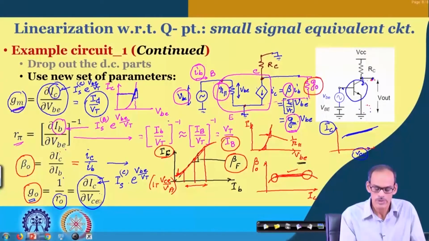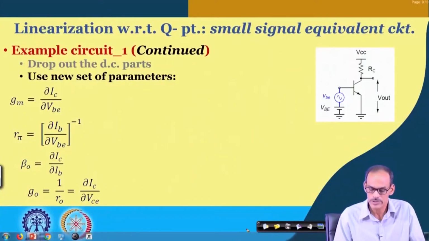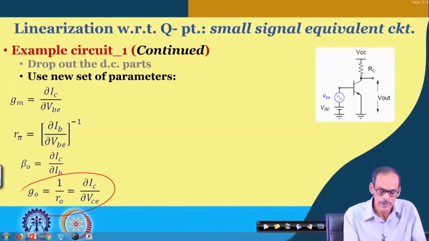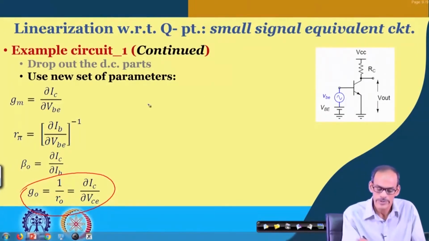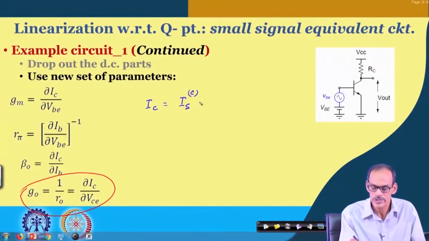Just to have a little more discussion on this one, let me clean up the slide here. So, we are discussing here, and we have to take, as I said, the expression of the collector current I_C, which has I_SC, the reverse saturation current, e to the power V_BE by V_T, multiplied by 1 plus V_CE divided by V_A.